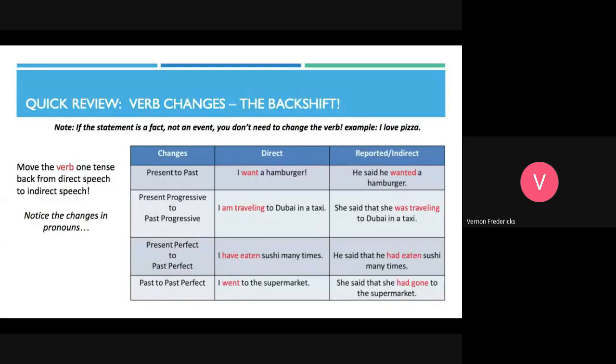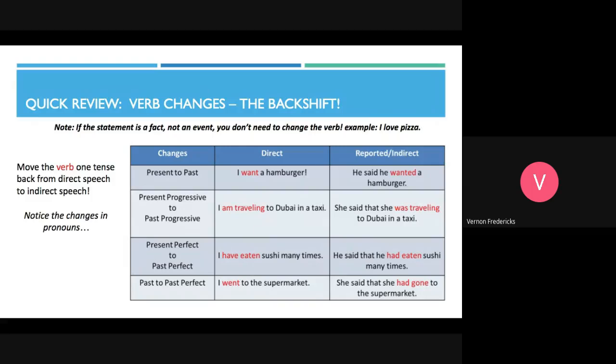Next verb change, present progressive to past progressive. I am traveling to Dubai in a taxi. She said that she was traveling to Dubai in a taxi. So present progressive moves to past progressive. You can see it's only the verb be that changes.